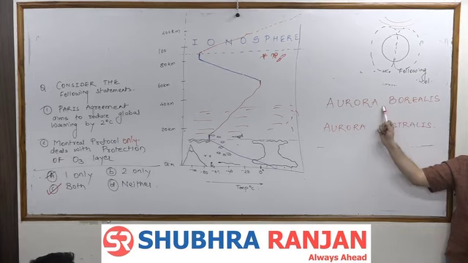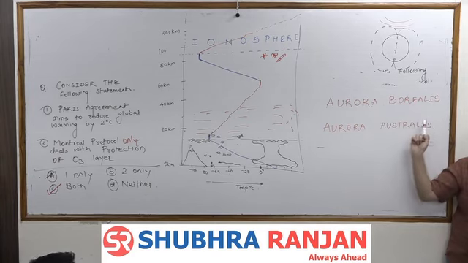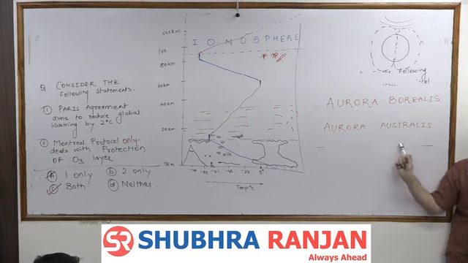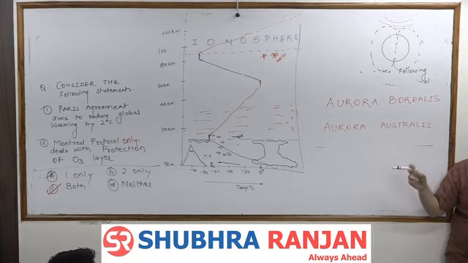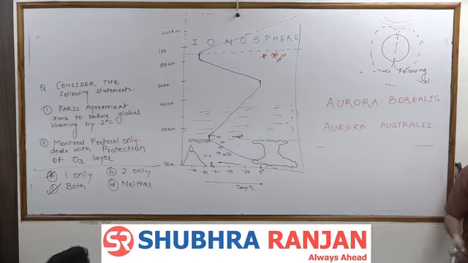and this in the north pole is known as borealis, and this at the south pole, कौन सी बड़ी country है southern hemisphere में? Australia. So it is known as an aurora australis. So these are the magnetic lights, aurora borealis and aurora australis.